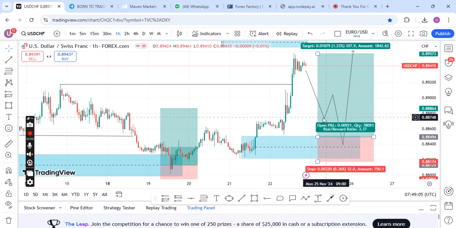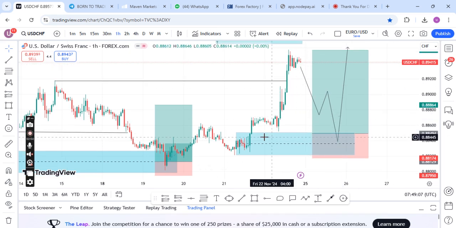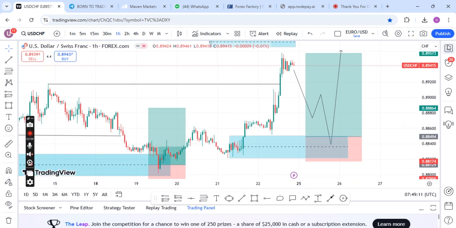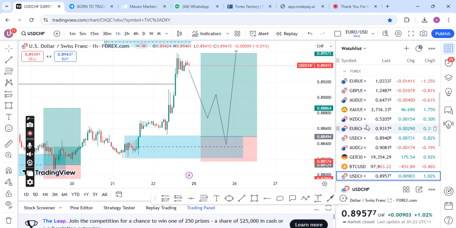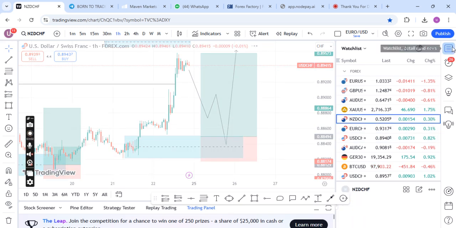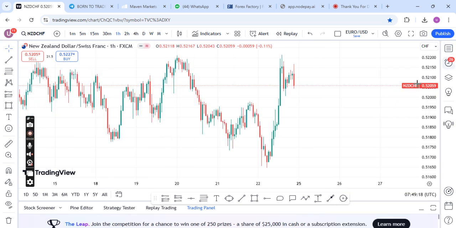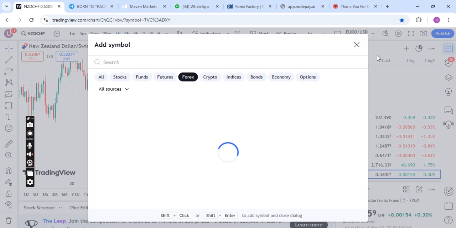The next is that your point of interest will be your 78% Fibonacci retracement level, because of your stop loss. Let's check out more, like NZDCHF, to see whether I am saying something that makes sense. So we'll be looking at NZDCHF. You see, it is loading.